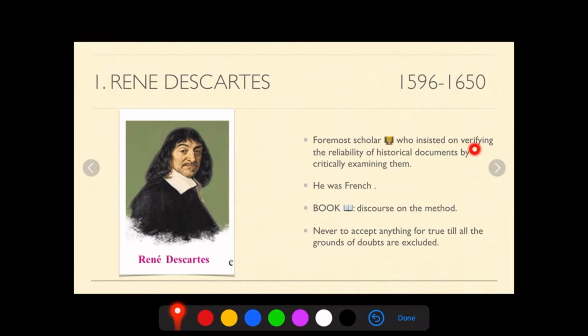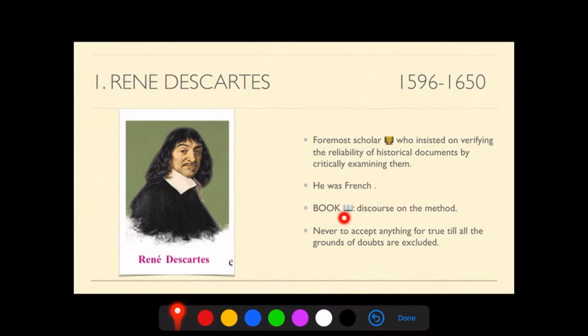Famous scholar who insisted on verifying reliability of historical document by critically examining them. Now we know critical examination means to identify which is correct, which is wrong, going to its depth and checking whether it is right or wrong. So with very care and precaution, if we are studying, then this is known as critically examining. So Rene Descartes told that you should critically examine the thing and then verify the reliability of historical document. He was French, he was from France.